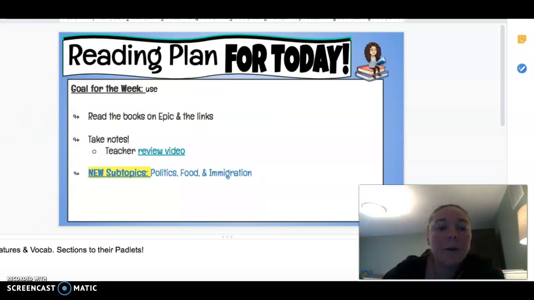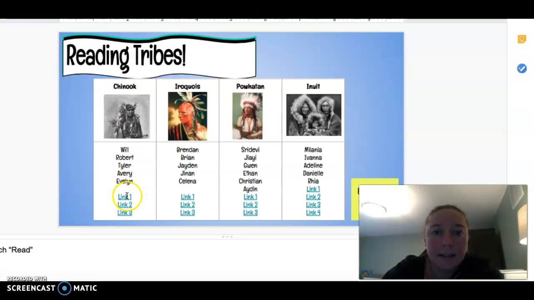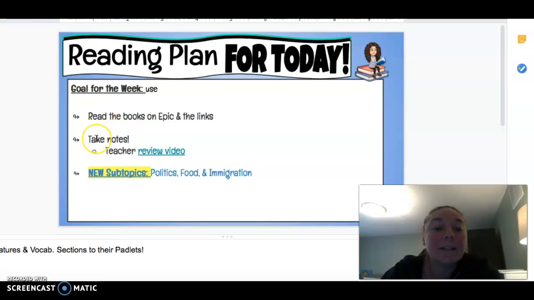Reading today, you are going to read the books on Epic and the links that are provided to you. Again, those links are located on the next slide, and you do have access to Epic as well. I do think that the links have more information on them. You're going to take notes. Again, there's a review video on how to take notes. And then again, these are your subtopics this week. Please try to find information on all 3 subtopics.